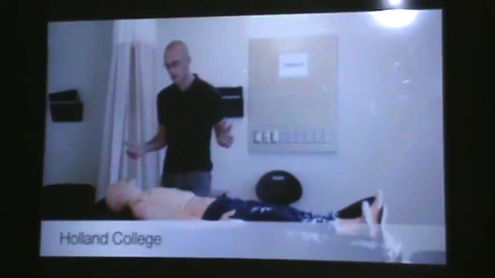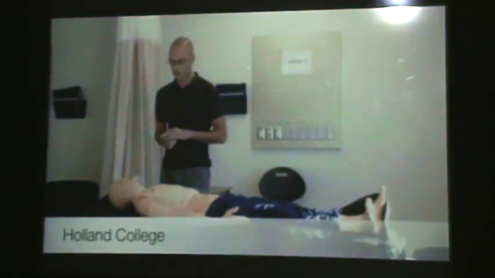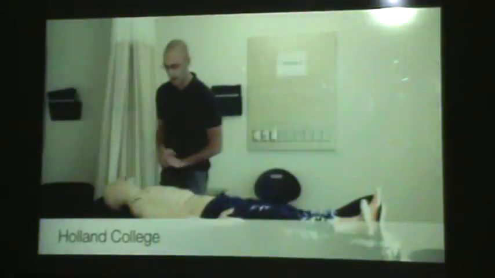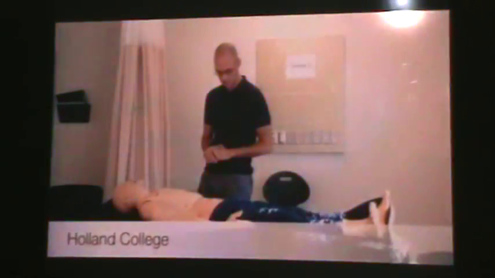And assessing depth, if I have an adequate depth there, my question that I'm trying to answer is, do I need to ventilate this patient with a bag valve mask? So we'll say that he's breathing adequately at this time. We'll get 100% oxygen on the patient at this time.